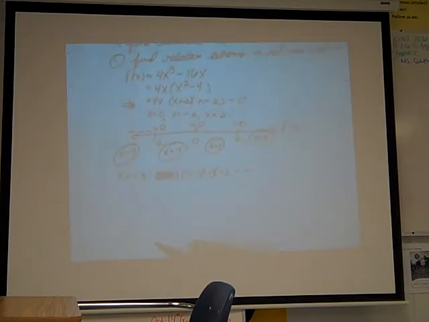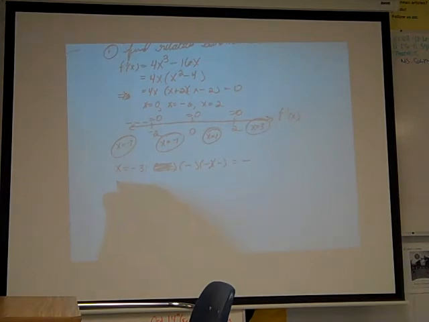Now I pick between negative 2 and 0. We said x equals negative 1. Go back to your derivative. Plug it in. You get a negative number, a positive number, a negative. Negative times negative is positive. So the derivative is positive in that interval.